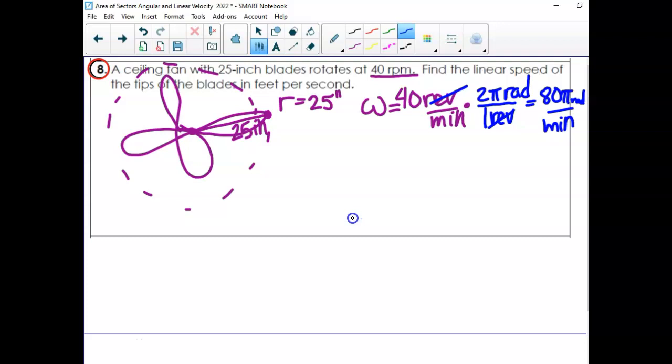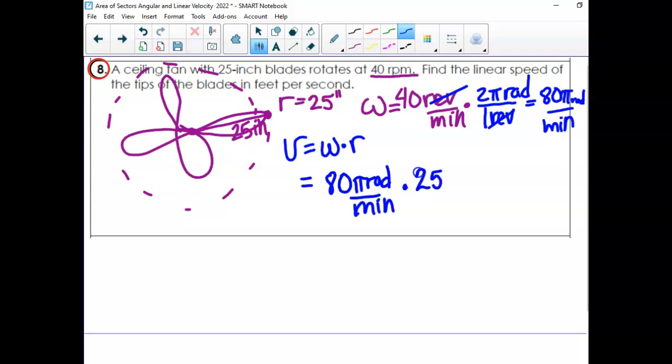What's the relationship between radius and angular velocity to get linear velocity? It's V equals, is it omega r? I keep forgetting which order your sheet has it. Okay. So we have 80 pi radians per minute. And I'll go ahead and put right next to it, they're going to multiply by 25 inches as our R.